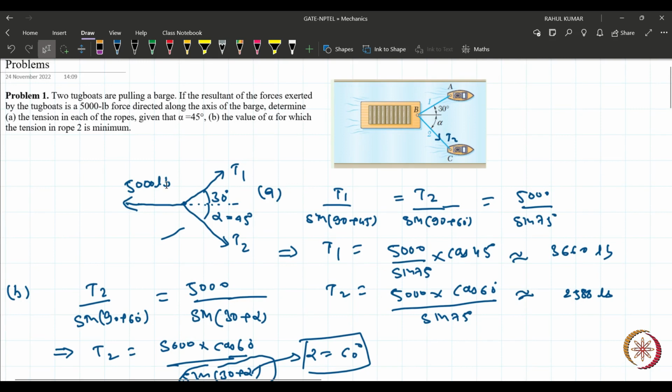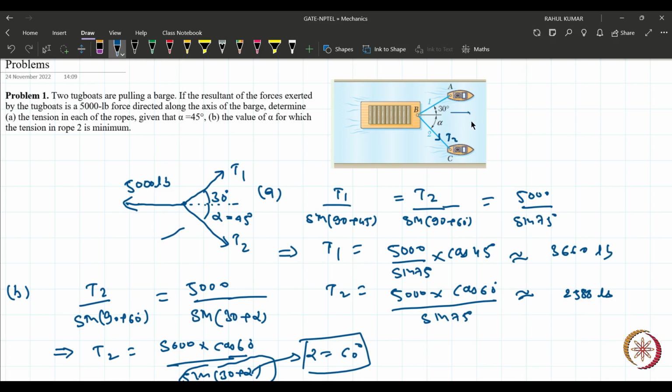Yes, sir. Actually, I have used a trick in this problem. It is saying that 5,000 pound is the resultant of these two tension forces, right? Yes, sir. If 5,000 pound is the resultant of these two, then easily you can remove these two tension forces and put a single force of 5,000 pound here like this, right?